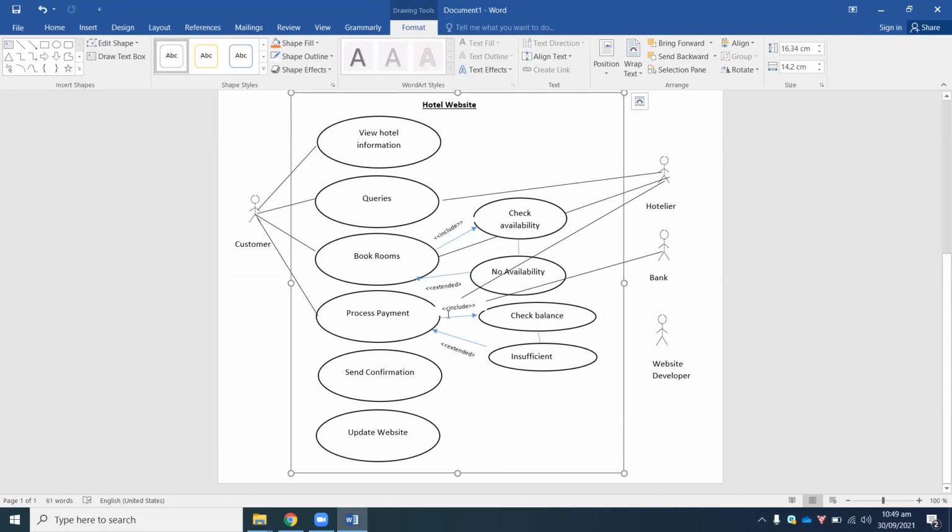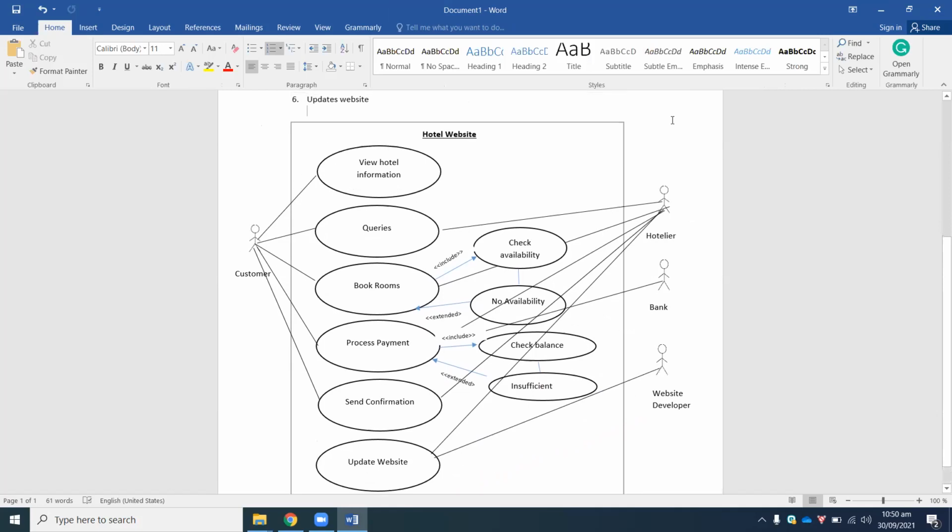All right. So with the use case process payment, your hotelier is linked to it, and also the bank. Now send confirmation. So who sends the confirmation? The hotel would send the confirmation, and the customer will receive the confirmation. All right. After that, the next use case that you have is update website. Update website has nothing to do with the customer. It has to do with the hotelier, because they are the ones who will request the updating of the website. The bank has nothing to do with it, and the website developer will actually go and develop it based on the request of the hotelier.